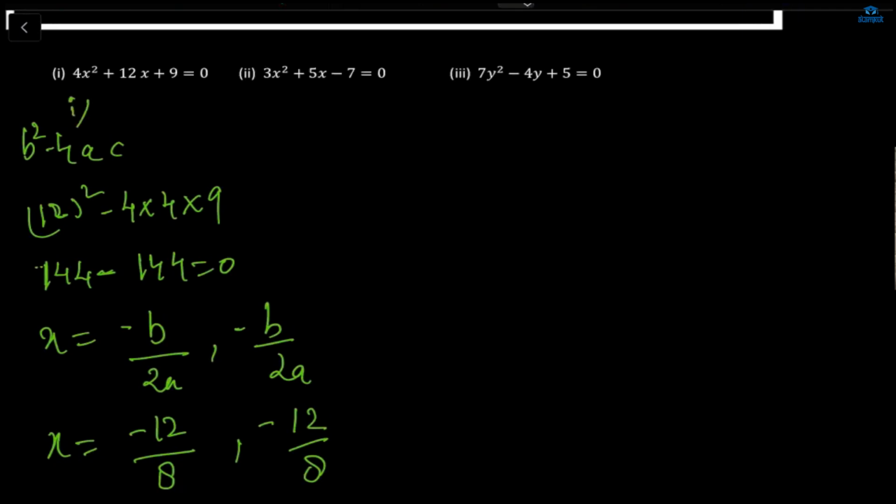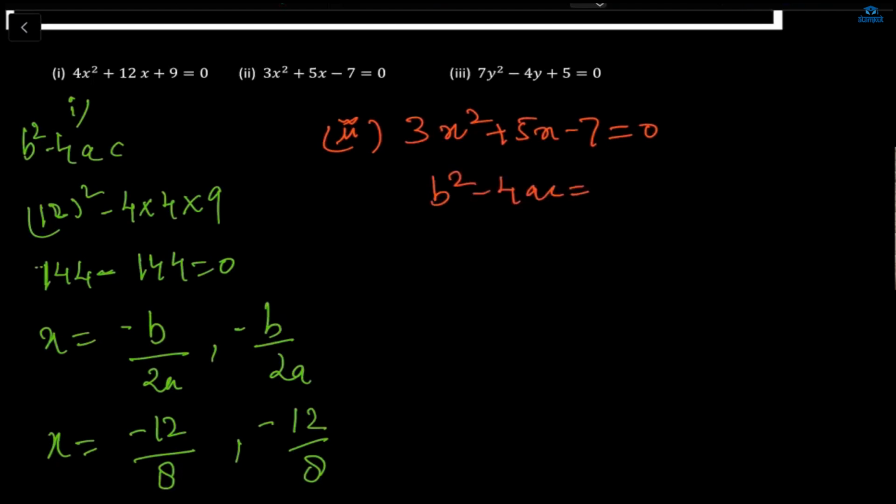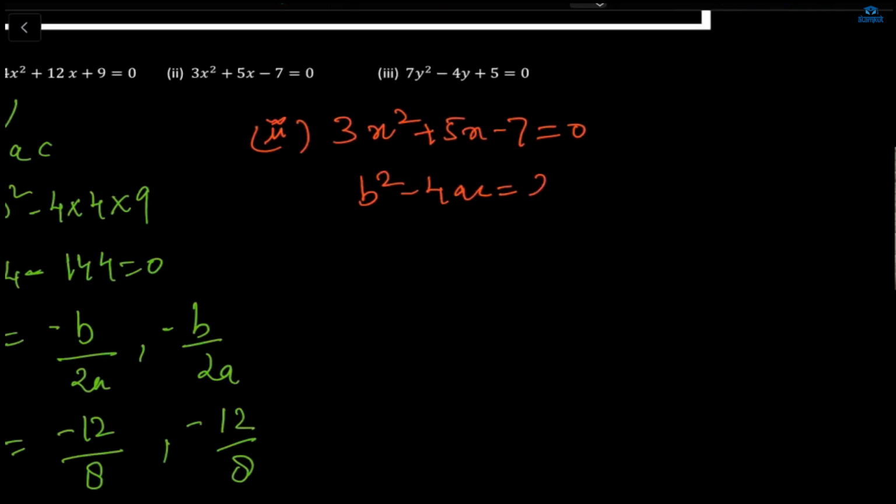Now I'll do the second one. It is 3x square plus 5x minus 7 equal to 0. If you find the value of b square minus 4ac, b square is 25, and minus 4ac gives 84, which is added, so this is equal to 109. Now you can see the d value is greater than 0, so the roots will be real and distinct.